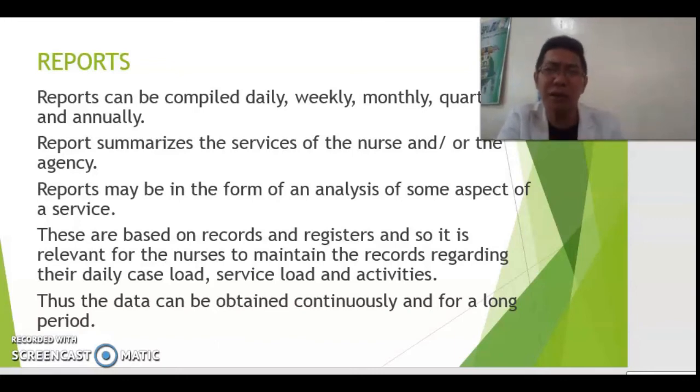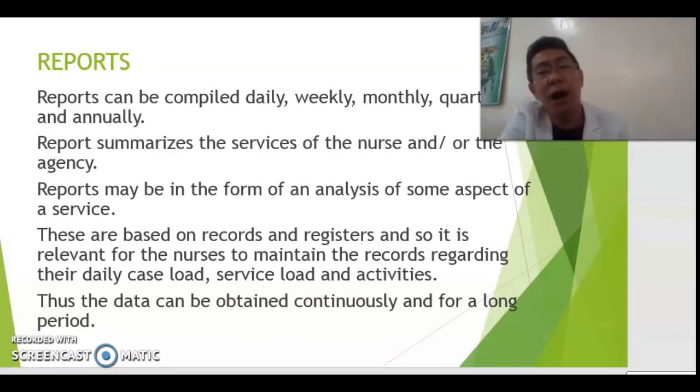Regarding the daily caseload, we do it on a daily basis. As nurses, we try to keep the activities that we have done. Okay, so after the interview, you can do the recording so that you will not be forgetting some of the information that was provided by the client.